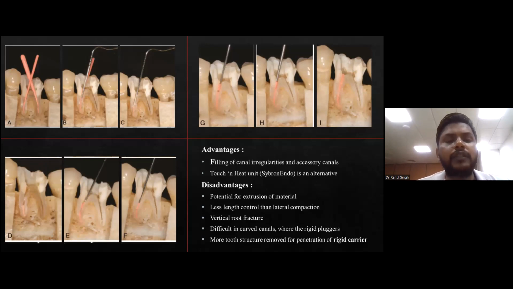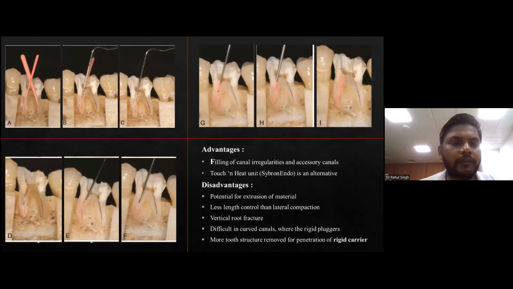Now in figure C, the plugger that you see is the cold one, that means not the heated one. After usage of every heated plugger, the second plugger to be used is the cold plugger, that is, the plugger at room temperature. In figure D, as you can see, it is the compacted version of the GP. In figure E, we are again using the heated plugger and compacting the 3 to 4 sections of the gutta-percha.